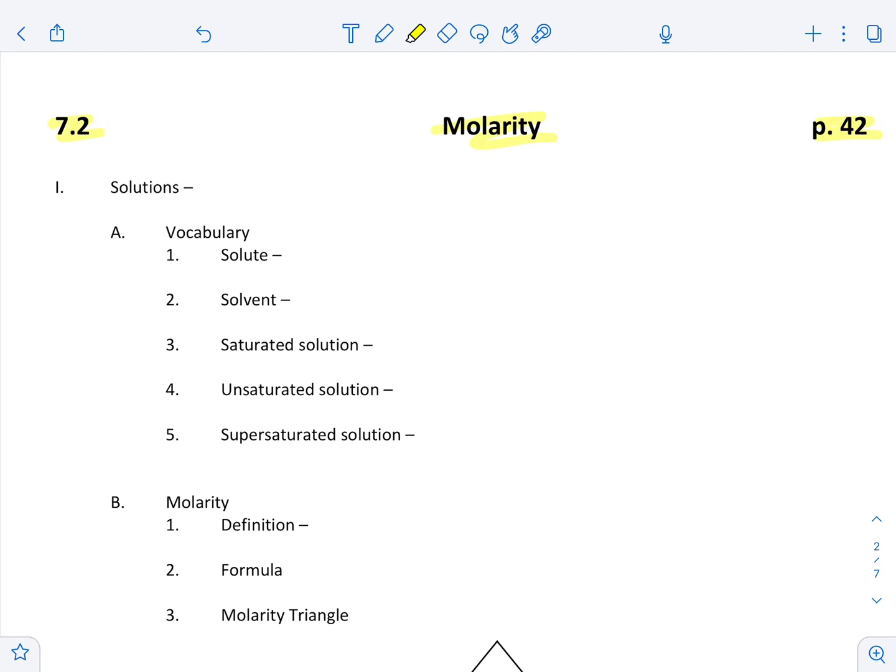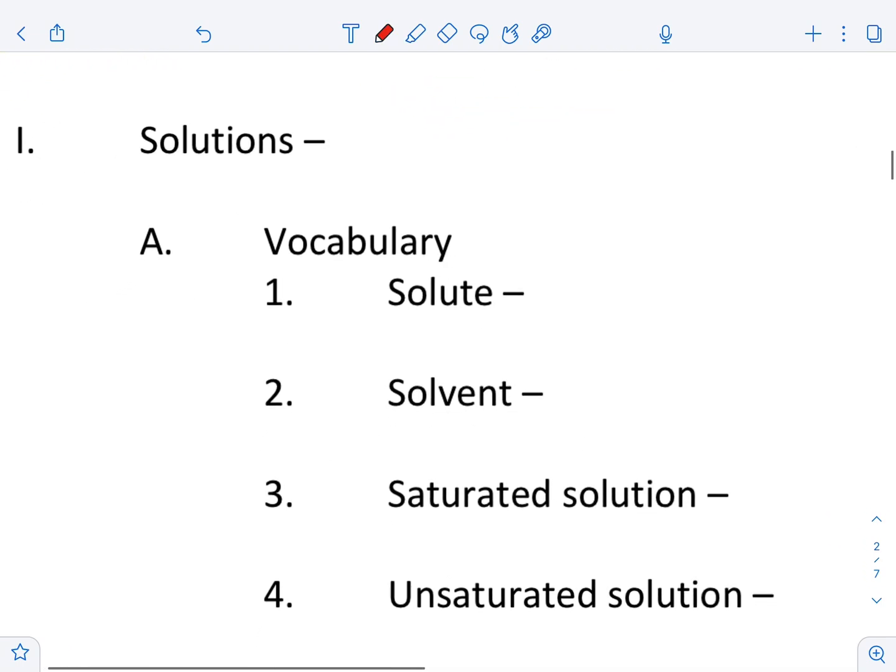All right, so let's start off with some background information, and we're going to start off with defining what a solution is. If you look up our definition of a solution, it is a homogeneous mixture. And if you remember from the fall, we said that a homogeneous mixture is one that looks the same throughout.